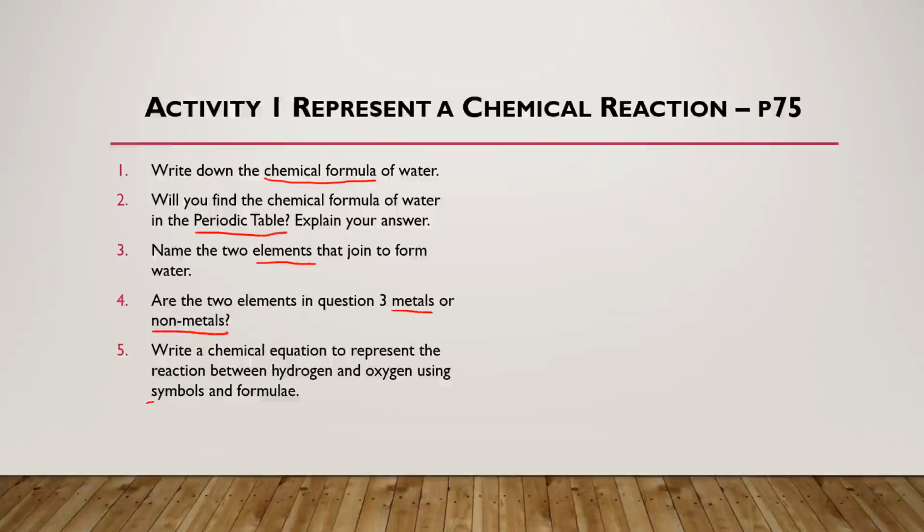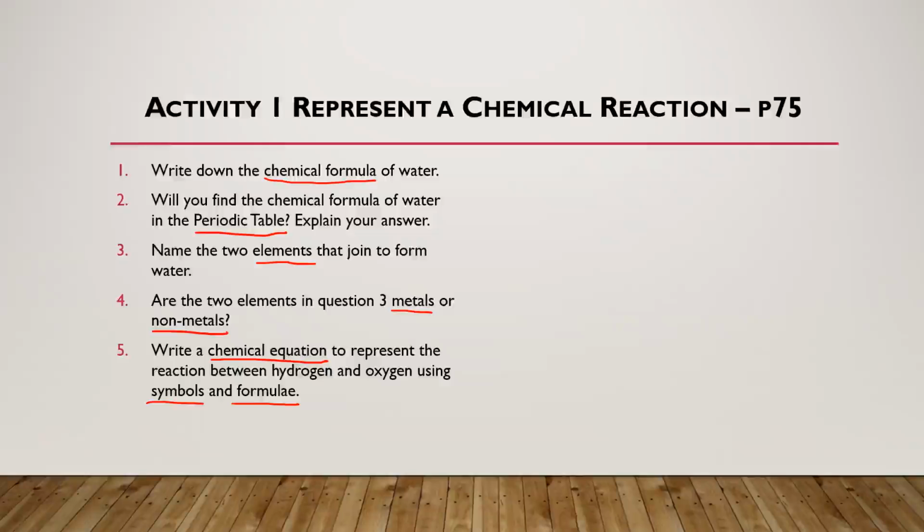So it gets really easy if you know all of the definitions of like a chemical formula, what is the periodic table, what are elements, and the types of elements like metals, non-metals, or in between ones, and then the symbols and the formula. And it gets easier as we go on because we'll be going through this more in depth later on in the topic. But for now, let's just do the activity to see what we know of chemical reactions so far.